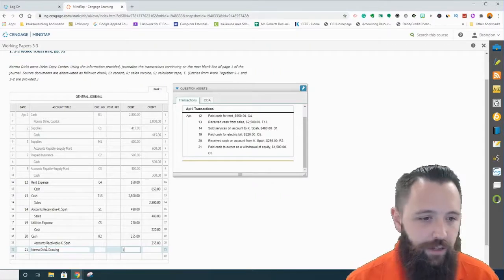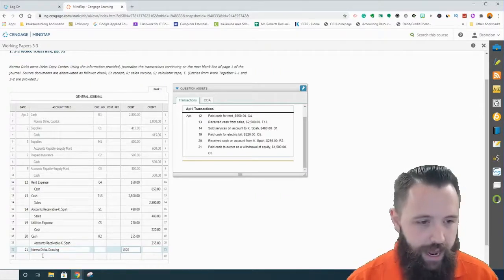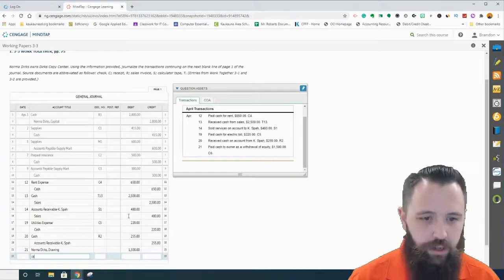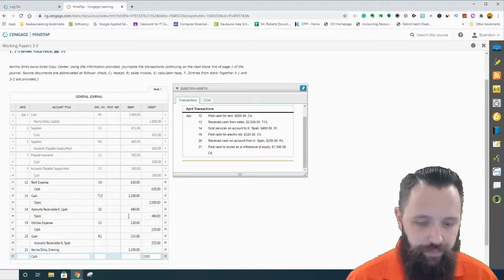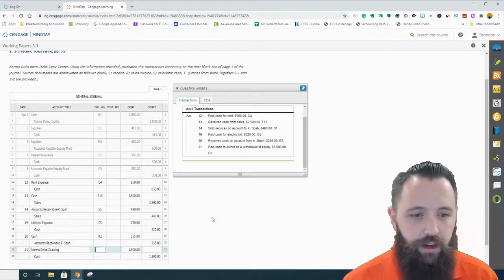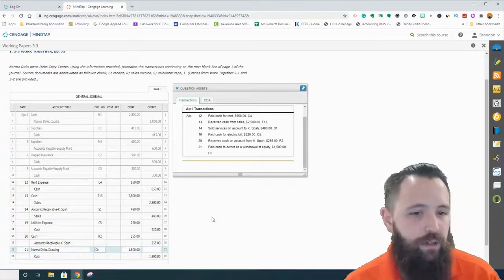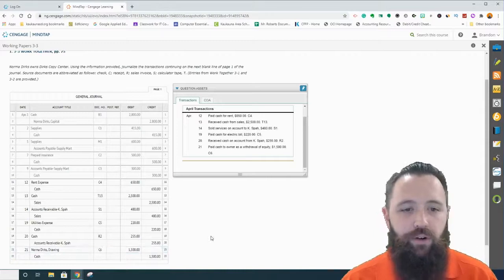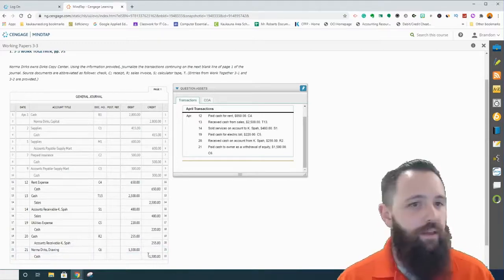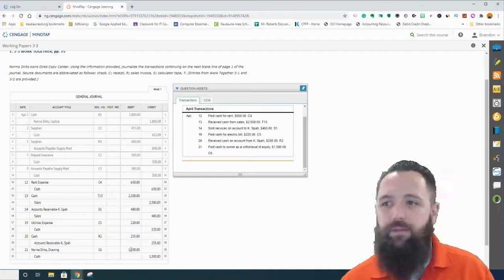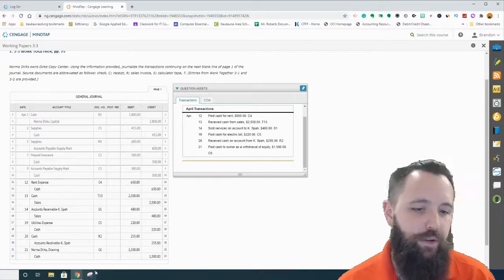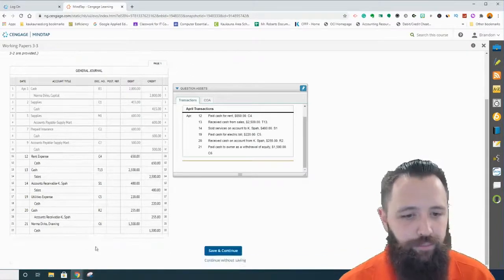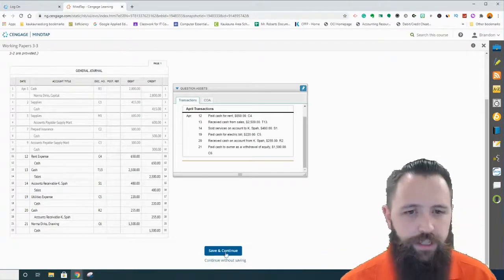So $1,500, and then what's happening to our cash? It's going to get credited. And you might be able to look at this and go, hey, I know cash is going down and it's got to be credited, so drawing must be debited. Now that's okay. This is an okay way to think for a little bit, but we really want to remember what the normal balance of drawing is, okay? So challenge yourself on that. Let's hit save and continue here.